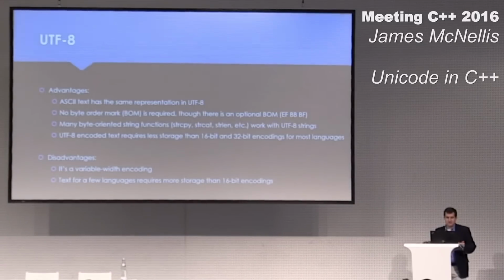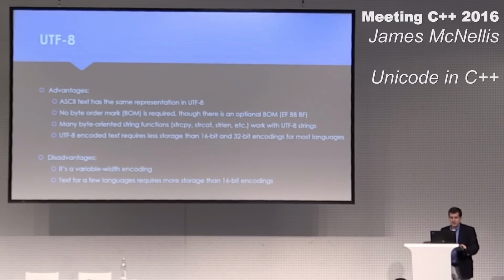So advantages and disadvantages of UTF-8. So advantages, ASCII text has the same representation in UTF-8, which is very useful. It's obviously a very widely used encoding. It doesn't require a byte order mark because the code unit is 1 byte, but there is an optional byte order mark, and it's this EF BB BF sequence. If you want to know where that comes from, that's actually if you take the FEFF code point and you encode it using those rules we had previously, this is the sequence that you'll get out. So it's just the byte order mark encoded in the same way that all of the other characters would be encoded.